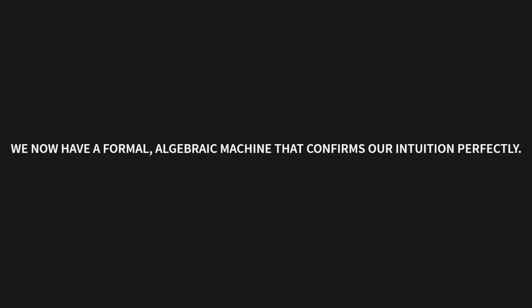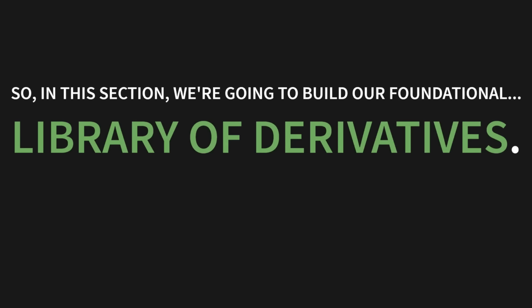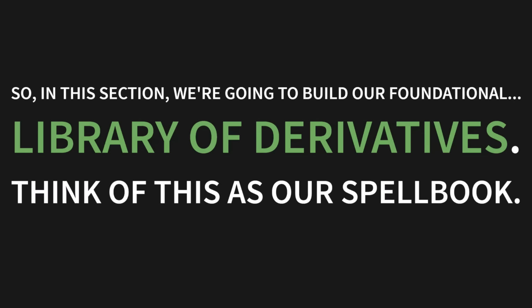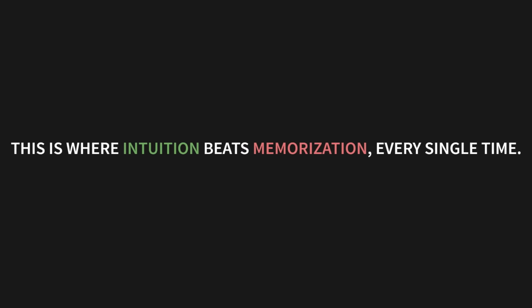It's the exact same number we found by squeezing the intervals. The beast is tamed. We now have a formal algebraic machine that confirms our intuition perfectly. So in this section, we're going to build our foundational library of derivatives. Think of this as our spell book. This is where intuition beats memorization every single time.